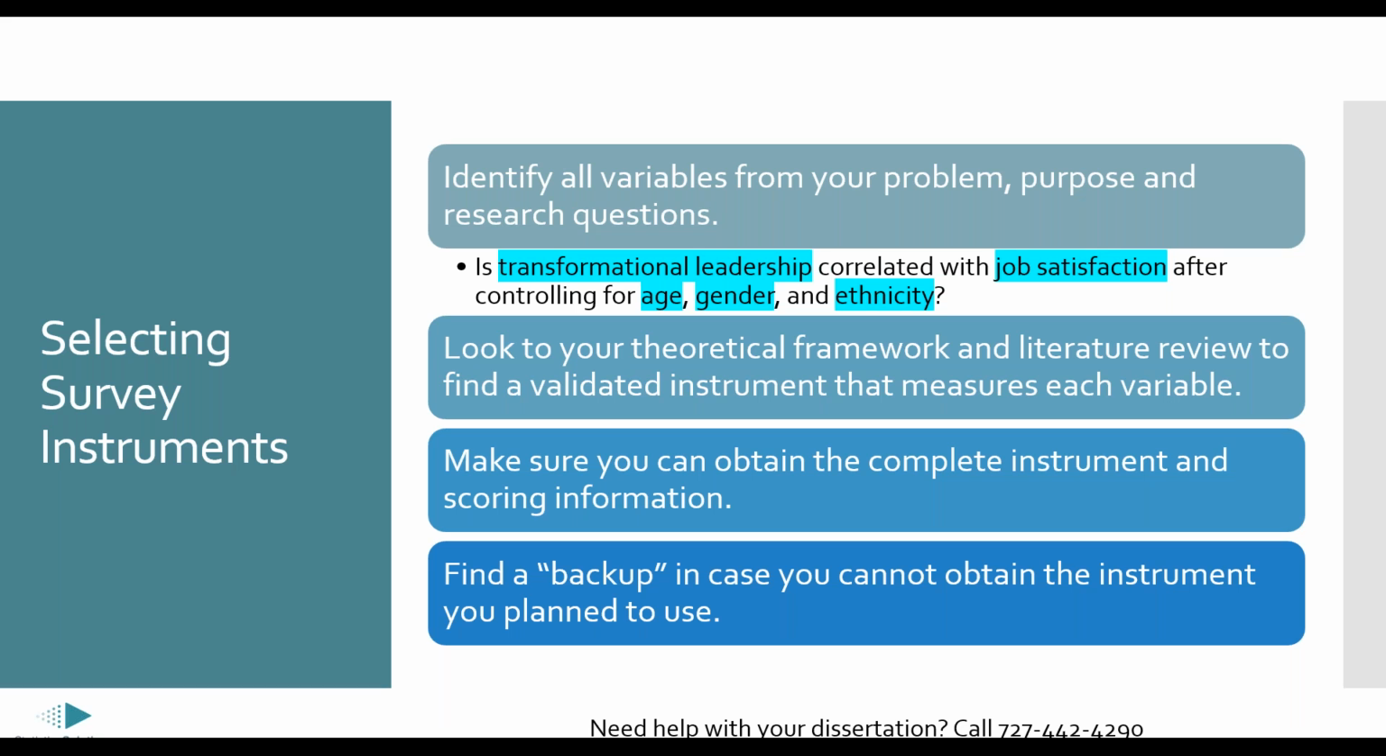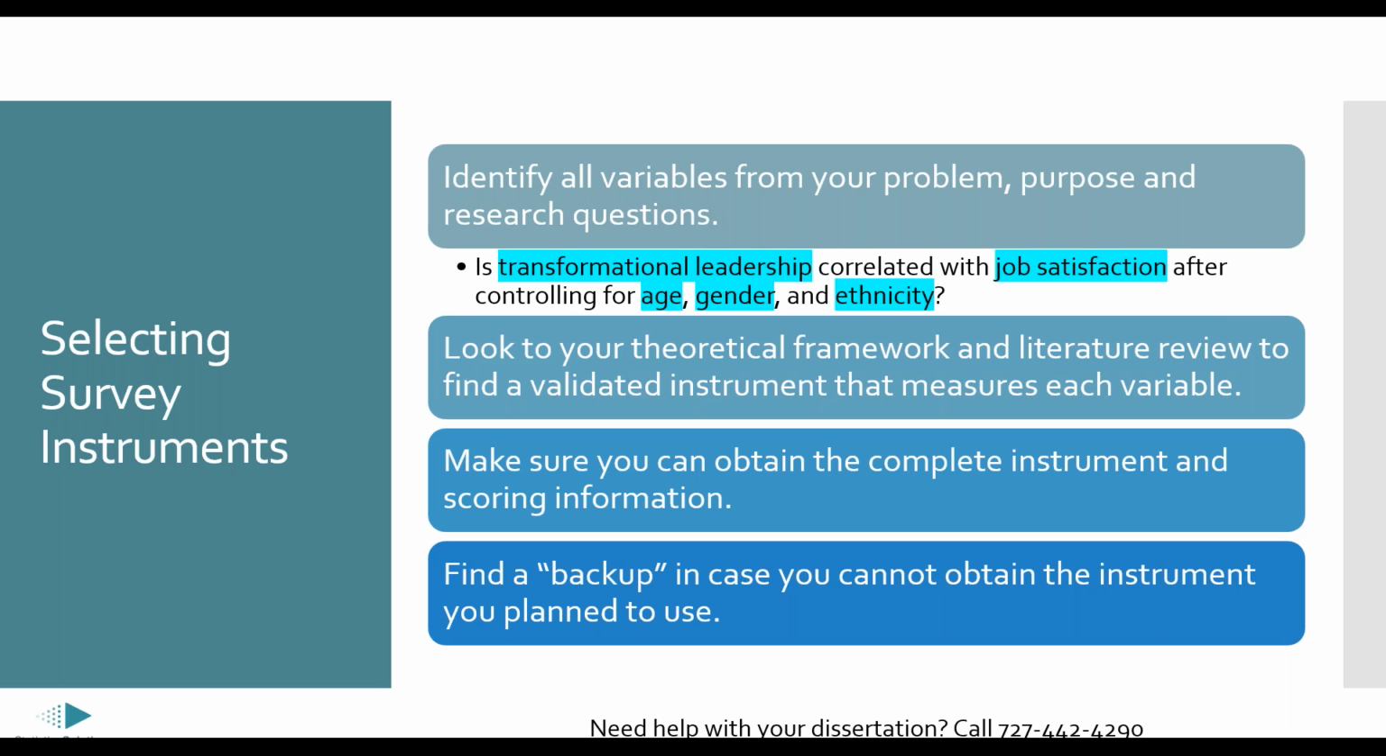The theoretical framework in particular is a good place to start looking, because then you can find an instrument that aligns directly with the theory that you're using. Because there might be an instrument that was developed specifically for that theory, and that would be the most appropriate instrument to use. Otherwise, you really just want to look through the literature and see what kinds of survey instruments people have used to measure the variables of your study, and you want to pick instruments from the literature.